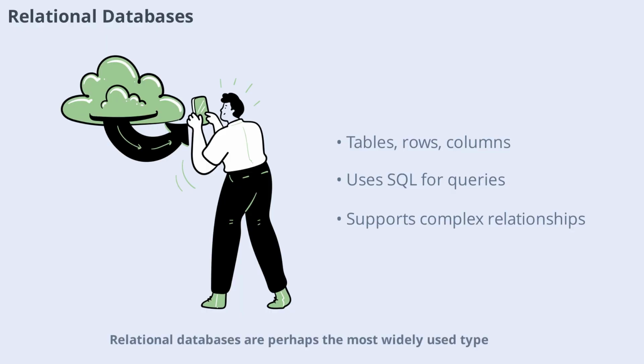Relational databases are perhaps the most widely used type. They store data in tables with rows representing records and columns representing attributes. Each table can be linked to others through keys, allowing for complex relationships and queries. Popular relational database management systems (RDBMS) include MySQL, PostgreSQL, and Oracle.